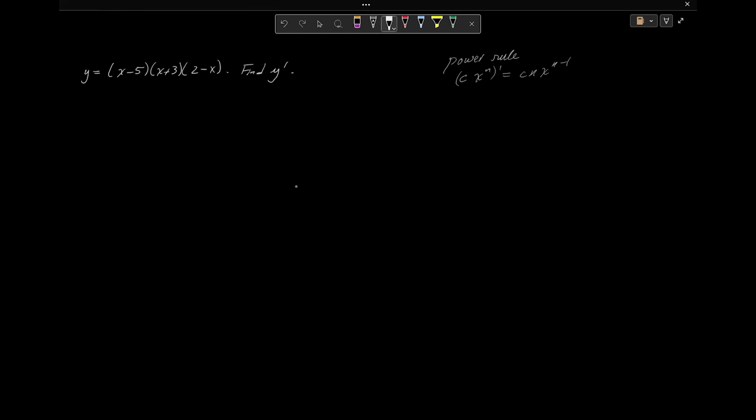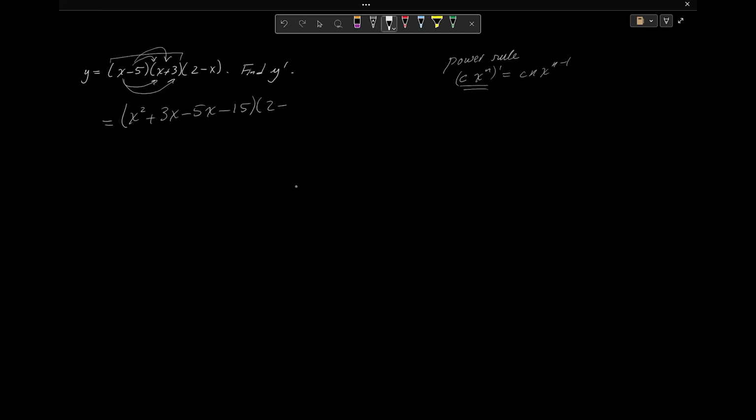But if I expand everything out here, I can put it in individual terms like this, and then I can take their derivatives. So let's go ahead and expand this. To do so, let's multiply these two first, and then the product gets multiplied by that. So let's work with these. x times x, x squared. Here's 3x. Negative 5x, negative 15. That's the first two factors multiplied.